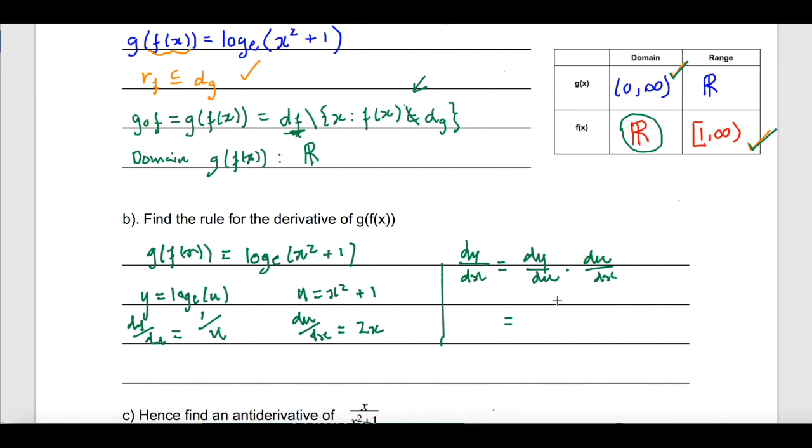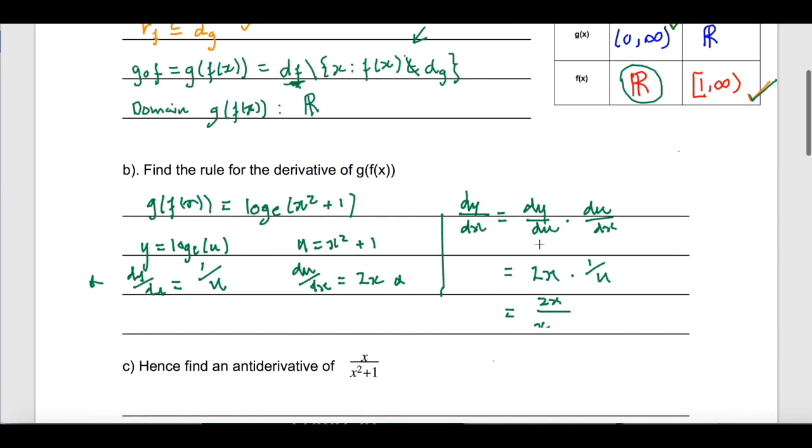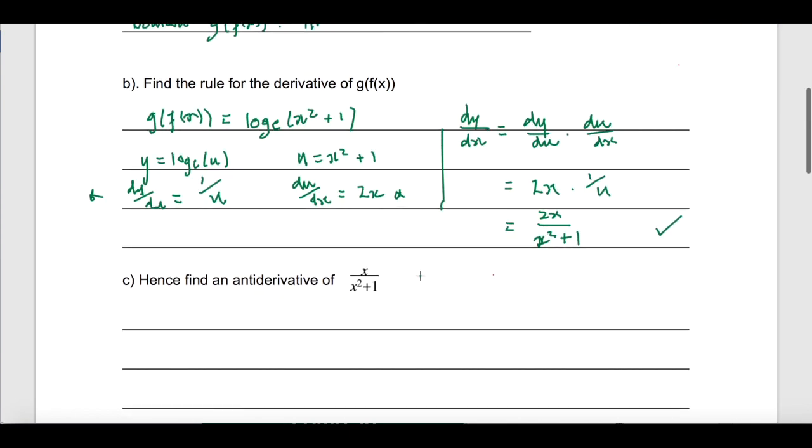So that's equal to, we multiply these two things together. That gives us 2x, and I might have done it in a different order, but don't stress about that, times 1 on u. So that gives us 2x on u. Well, u, from what we said before, is x squared plus 1. So there you go, we found a rule for the derivative of g of f of x. There we go, 2x on x squared plus 1.